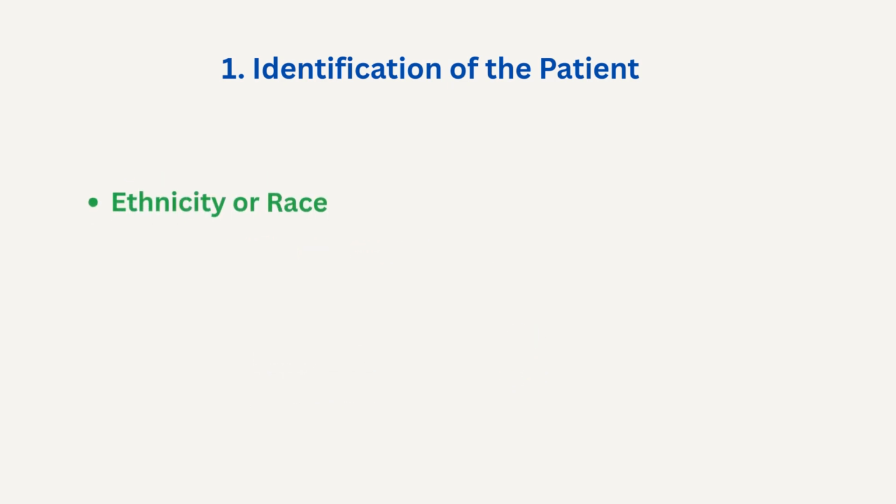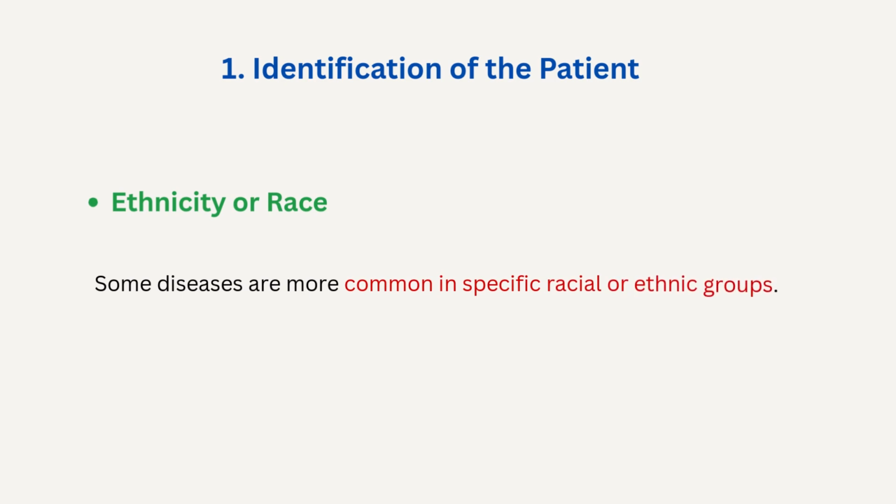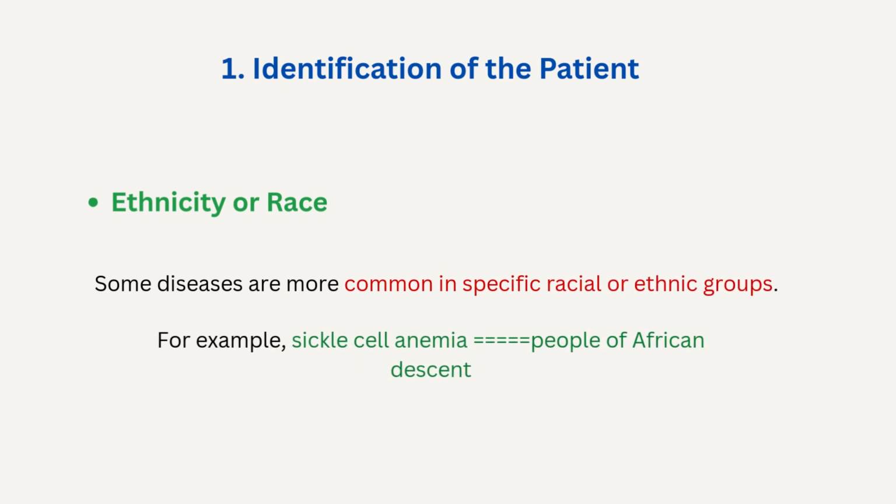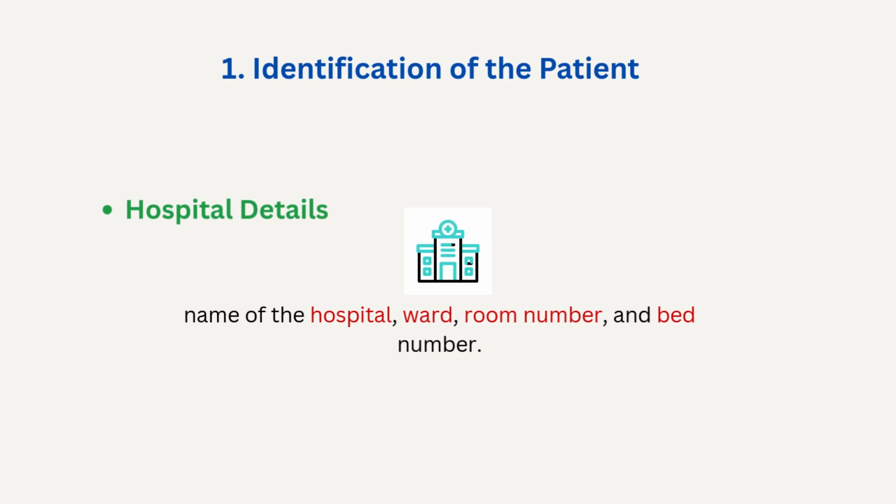Next, ethnicity or race. Some diseases are more common in specific racial or ethnic groups. For example, sickle cell anemia is more prevalent in people of African descent. This information can guide diagnostic thinking. Next one is hospital details. Include the name of the hospital, ward, room number, and bed number. This helps in locating and identifying the patient accurately for documentation, follow-up, and team communication.